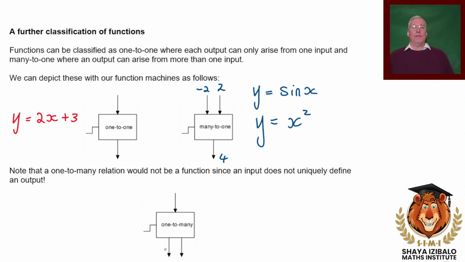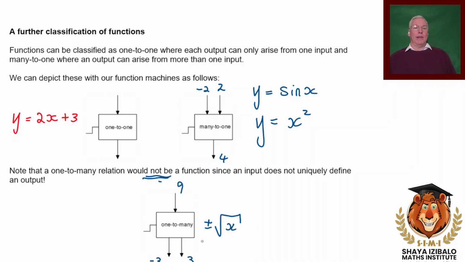Don't confuse that with a one-to-many relation, which is a non-function. This is not a function, because we're putting in one input and getting two outputs. An example would be the positive or negative square root of x. You put 9 in, you get -3 out, and you get 3 out.